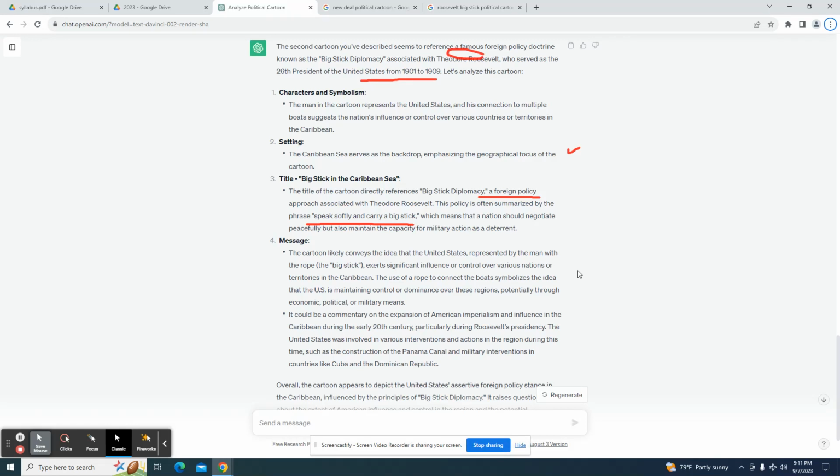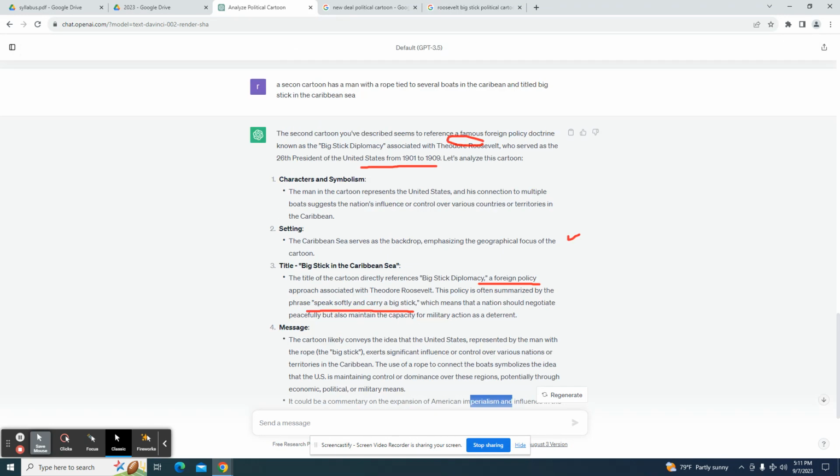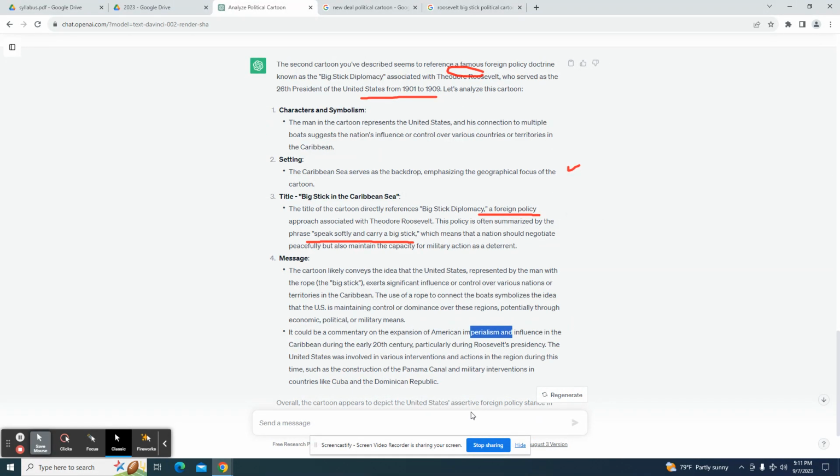It's about, yep. And it's picking up that this is about the United States right here, exerting a significant influence of control over various nations in the Caribbean. The boats symbolize the idea that the U.S. is maintaining control and dominance over these regions through economic, political, and military means. So right there, it just identified imperialism. Could be a commentary on American expansion, American imperialism. So it does pick up on it. So this definitely seems to be a way to check your work when you're looking at political cartoons.